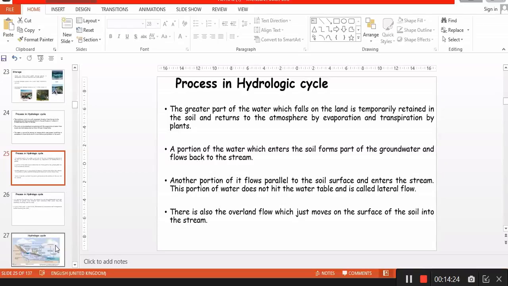If you are able to have certain water movements laterally within the soil, of course, that's very different, right? There is also the overland flow, which just moves on the surface of the soil into the stream. That is also possible. Streams, I have already told you, are basically water sources used for different purposes, right? So please make a note on this.